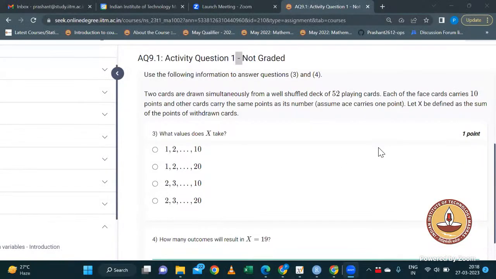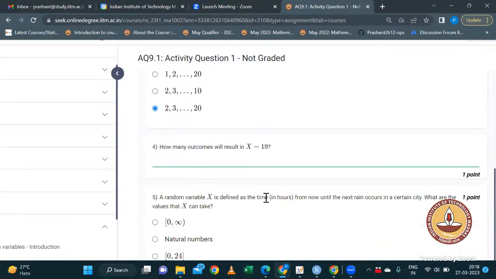How many face cards are there? 12 face cards. Each face card carries 10 points, and the ace carries 1 point. So if you draw 2 cards, the maximum number will be 10 plus 10, that's 20. And the minimum number should be 1 plus 1, that's 2. Okay, so tell me the answer of question number 4.